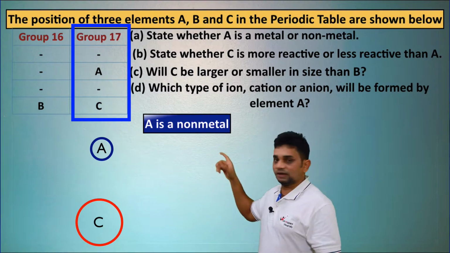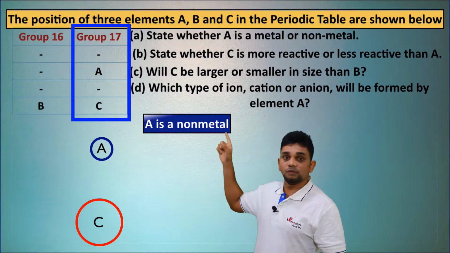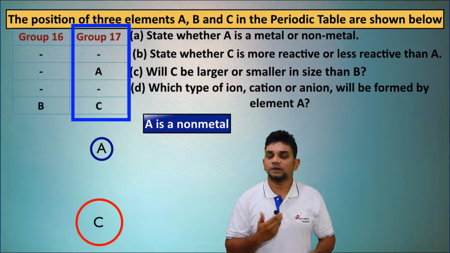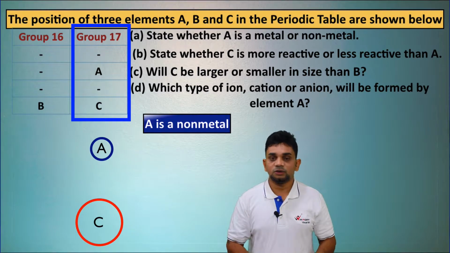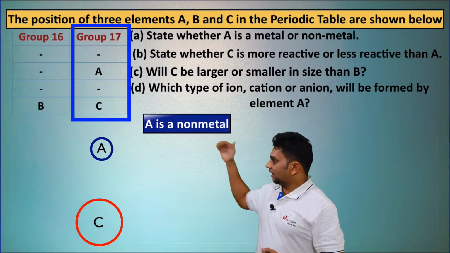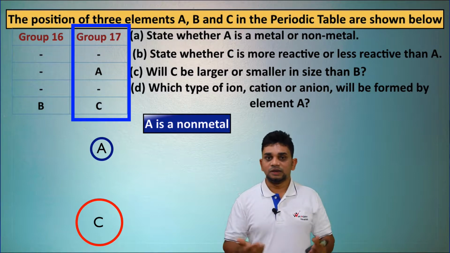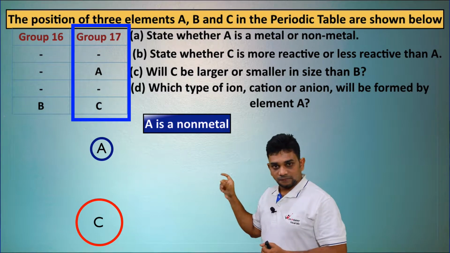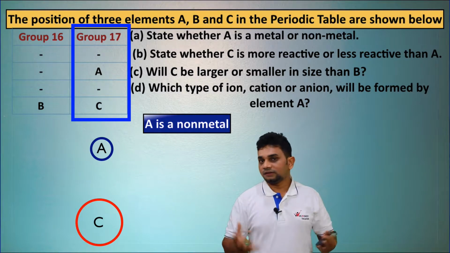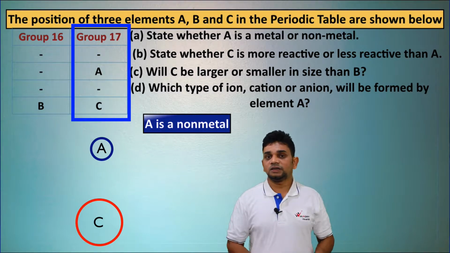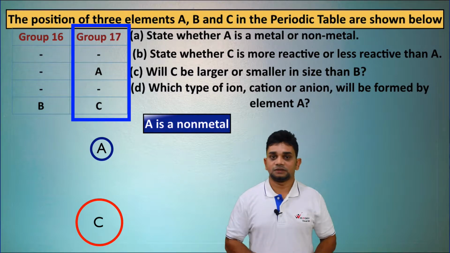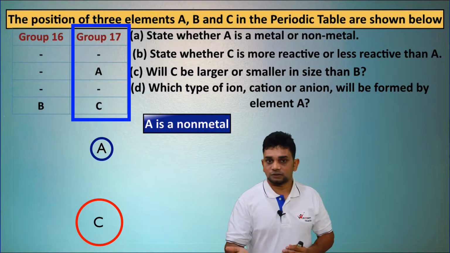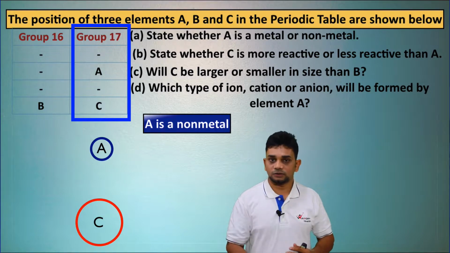So which element will be more reactive? A will be more reactive. In the case of halogen, halogens are non-metal. What is non-metallic character? It is the ability to accept electron. A and C, they are having the ability to accept electron. But when we are going down the group, the size is increasing. Size is increasing means the ability to accept electron is decreasing. When the size is increasing, it is having the ability to donate electron. Larger atom will donate electron.